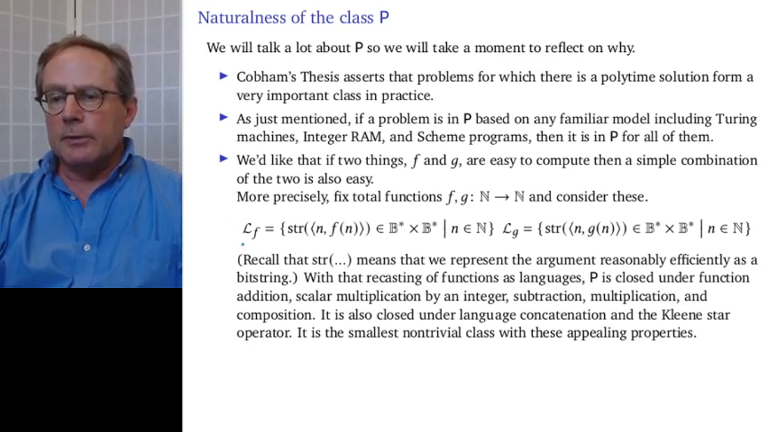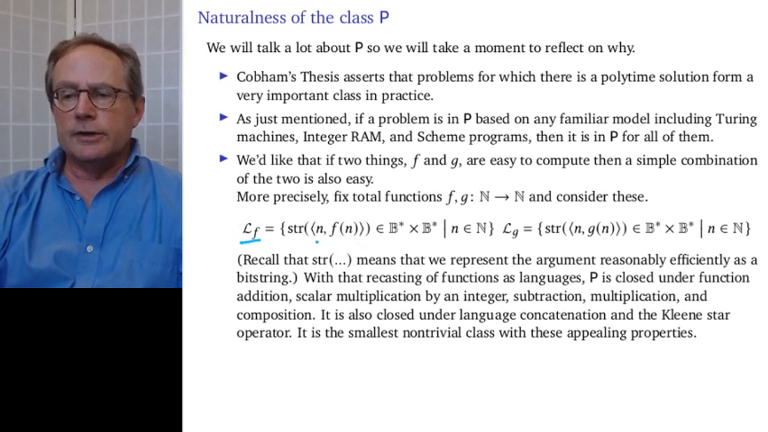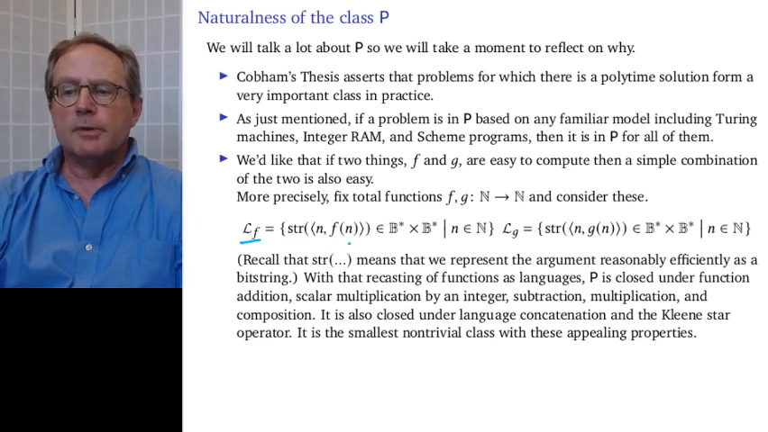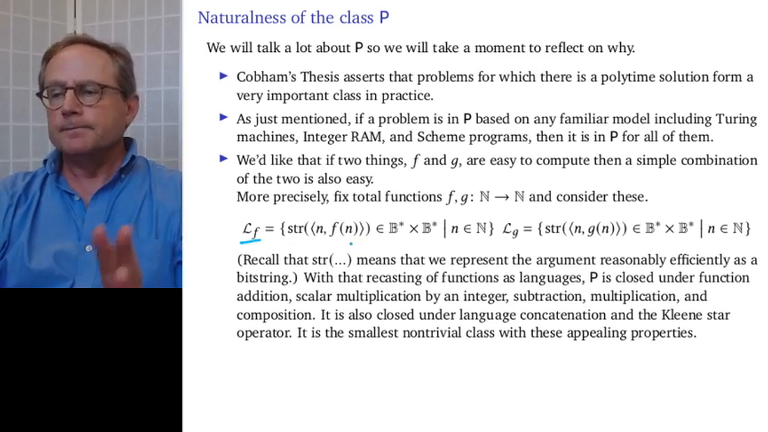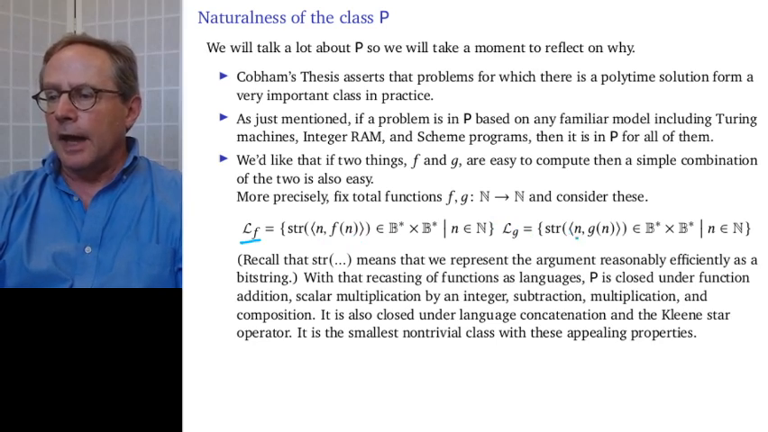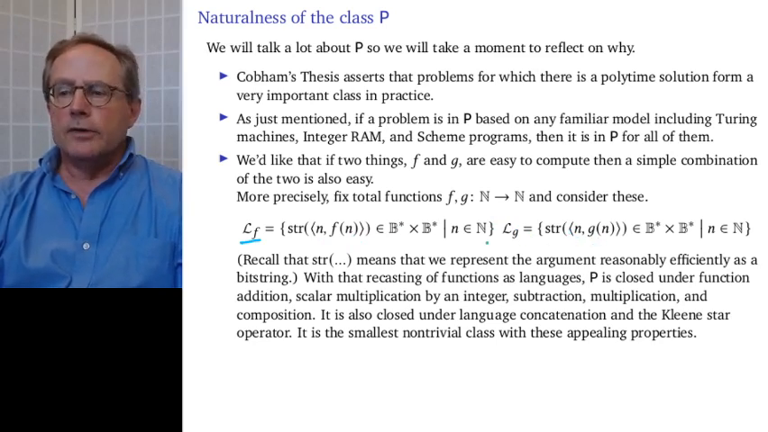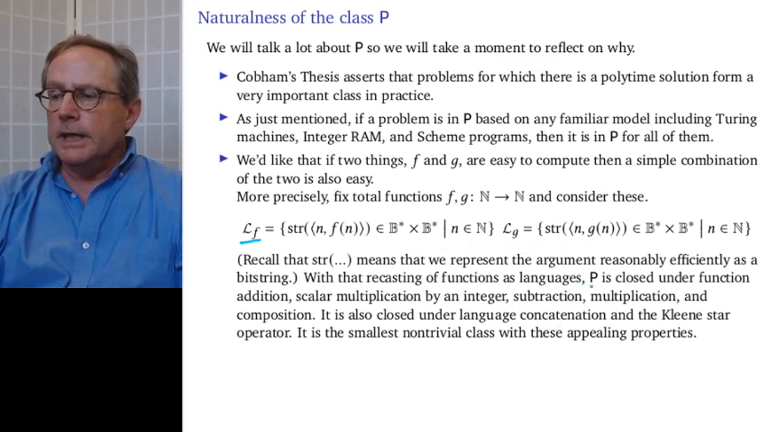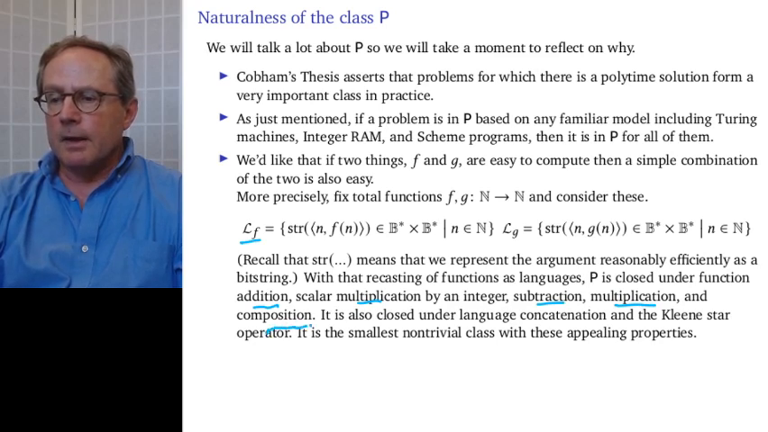If I take the language of f to be the collection of n comma f of n, technically, the binary bit string representations of the pair n comma f of n, and L sub g is n comma g of n, so that is to say, I have a language way to describe these functions, then P is closed under function addition, function scalar multiplication, function subtraction, function multiplication, and function composition. P is also closed under language concatenation and Kleene star.